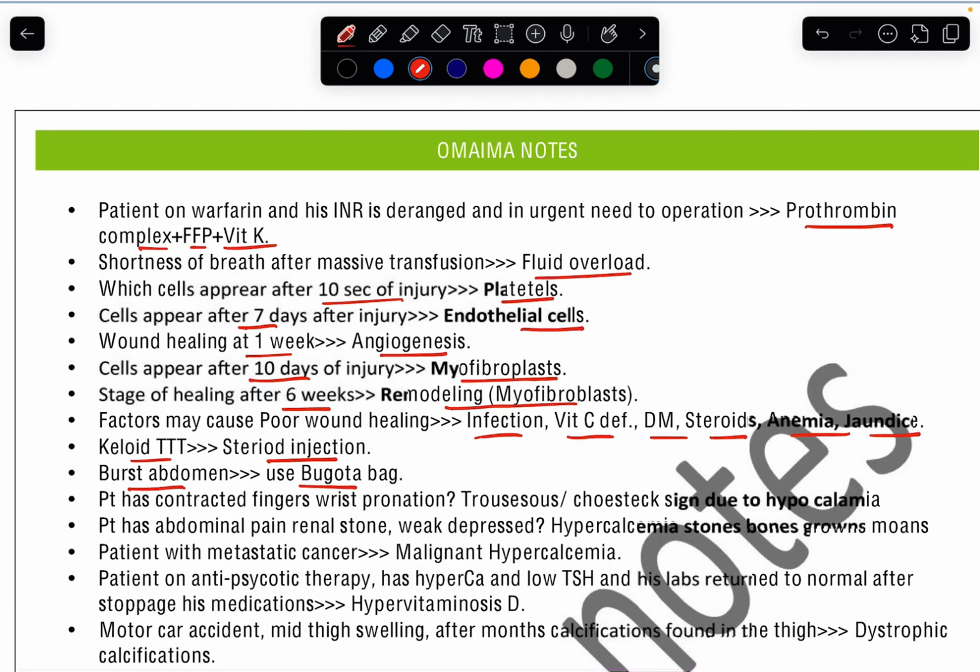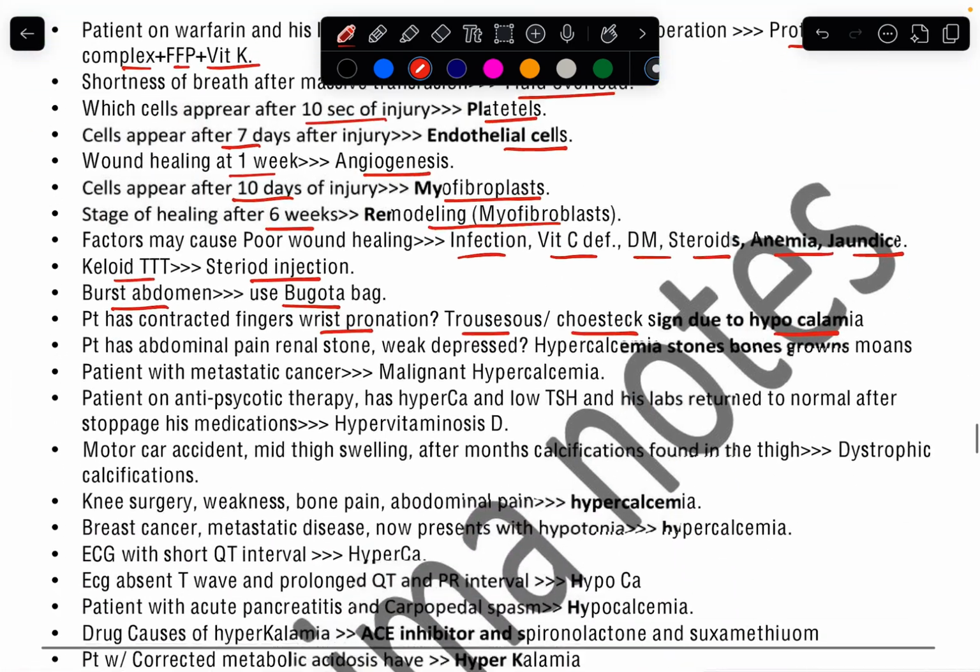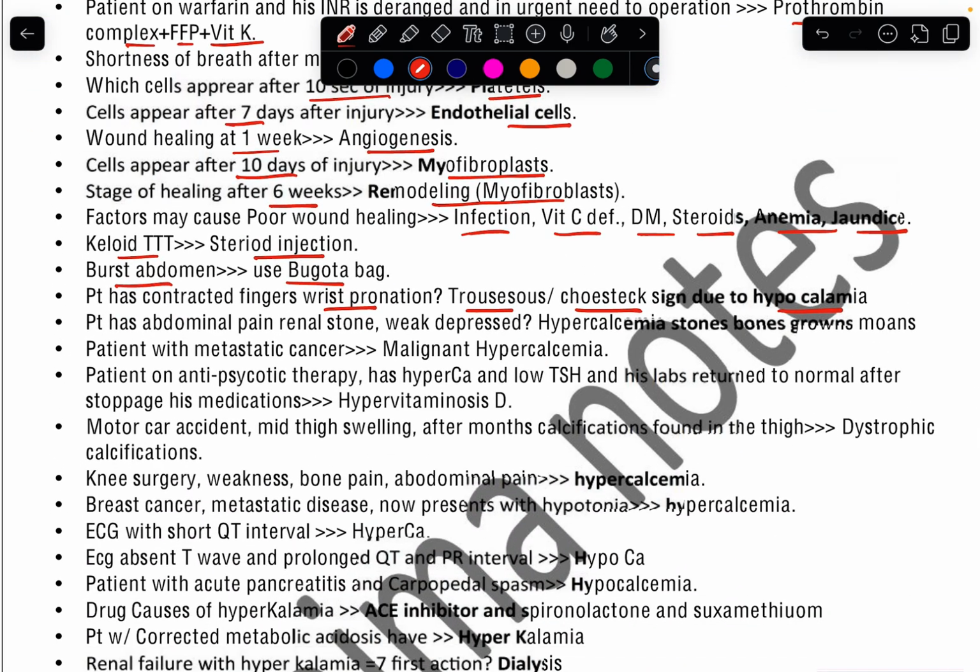Patient had contracted fingers, wrist pronation. So this is hypocalcemia, Trousseau or Chvostek sign due to hypocalcemia. Patient had abdominal pain, renal stone, weakness, depression, bones, groans: it is hyperparathyroidism. Depressed, hypercalcemia, stones, bones. Patient with metastatic cancer: malignant hypercalcemia. Patient on antipsychotic therapy has hypercalcemia, low TSH returned to normal: hypervitaminosis D.